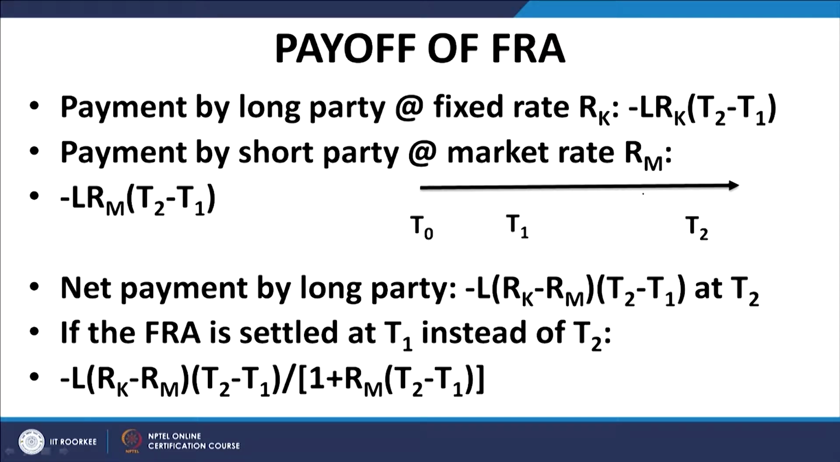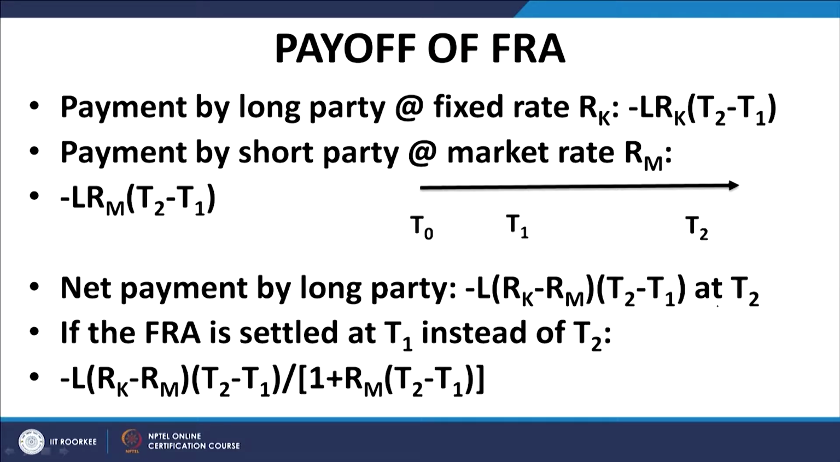Now, the important thing is, this is the net payoff from the perspective of the long party: this is what it will pay, this is what it will receive. So, the net payment that the long party will make is given by this amount. Obviously, it can be a cash outflow or a cash inflow, depending on whether R K turns out to be greater than R M or less than R M. It depends. You see, R M is a fluctuating quantity; R M is not determined at T0, it is determined at T1.